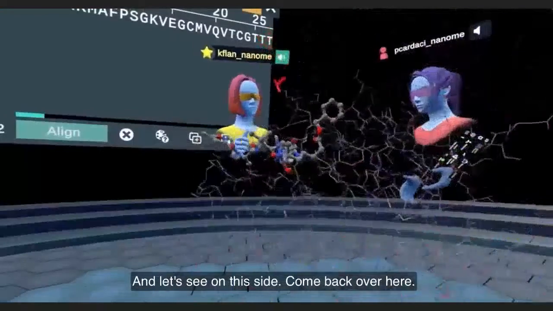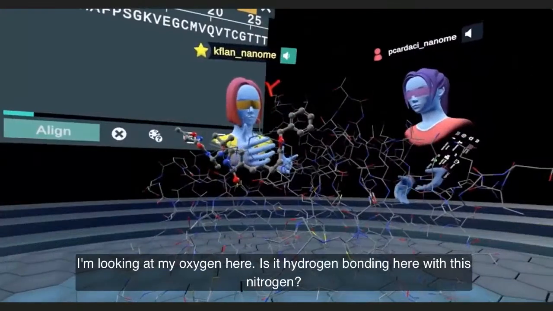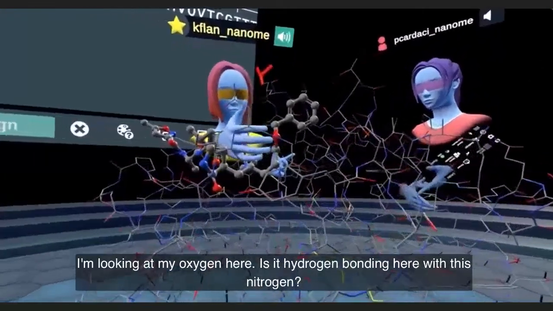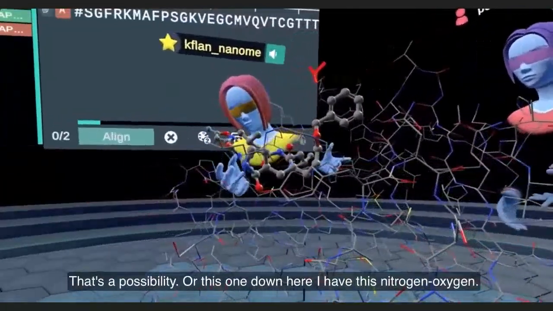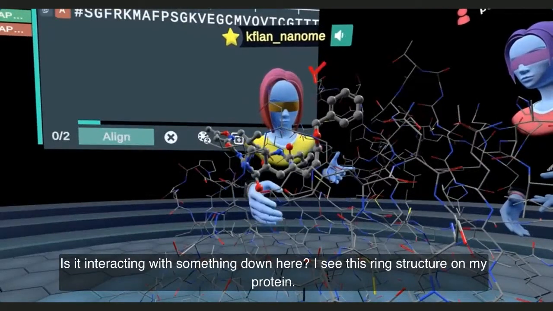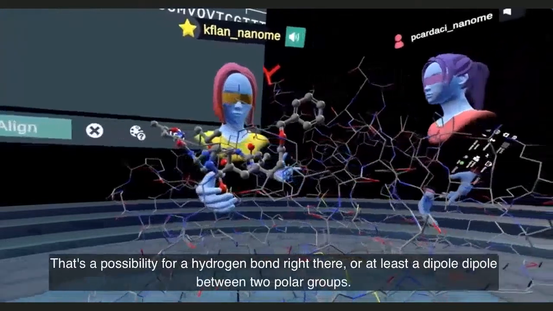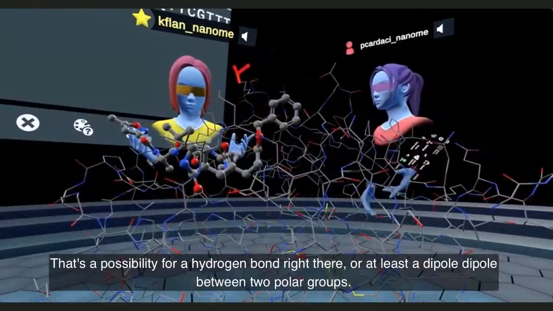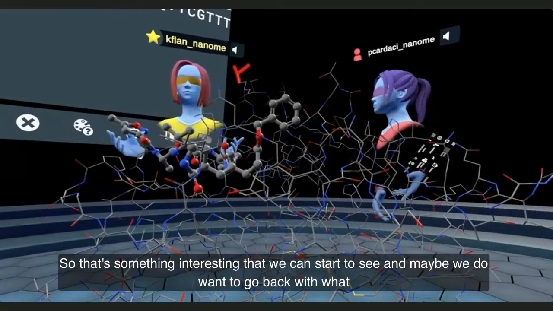And let's see, on this side, come back over here. I'm looking at my oxygen here. Is it hydrogen bonding here with this nitrogen? That's a possibility. Or this one down here, I have this nitrogen oxygen. Is it interacting with something down here? I see this ring structure on my protein. That's a possibility for a hydrogen bond right there, or at least a dipole-dipole between two polar groups. So that's something interesting that we can start to see.